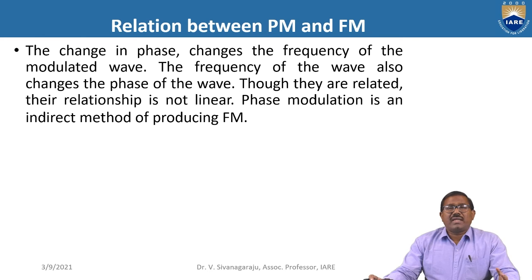And here we have the relation between PM and FM. Before this slide, we discussed what is FM and what is PM. Now, the relation between phase modulation and frequency modulation. The change in phase changes the frequency of the modulated wave, and the change in frequency of the wave also changes the phase of the wave. Though they are related, the relationship is not linear. That means these two modulations are related, but the relationship is not linear. Phase modulation is an indirect method of producing FM.